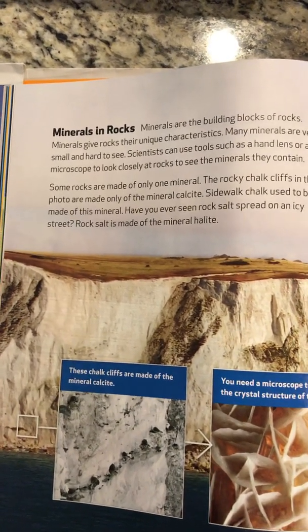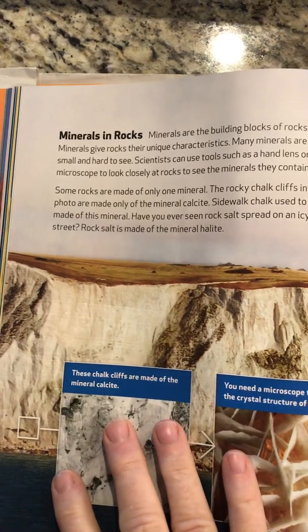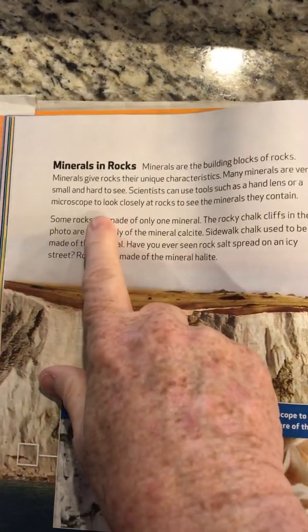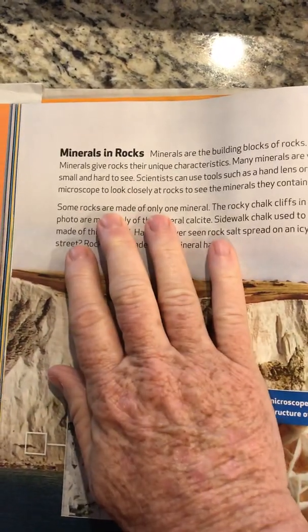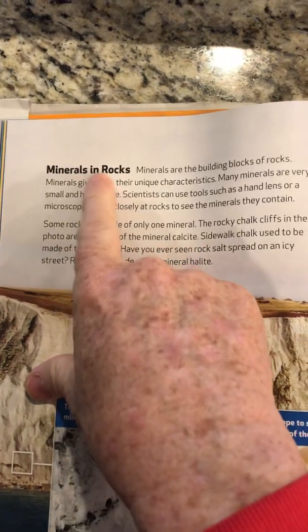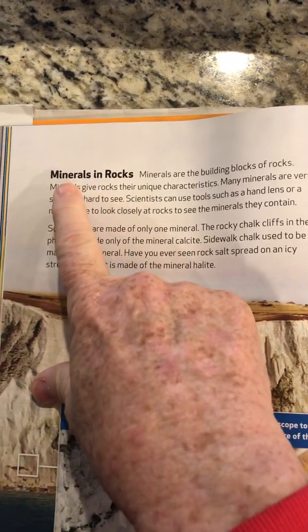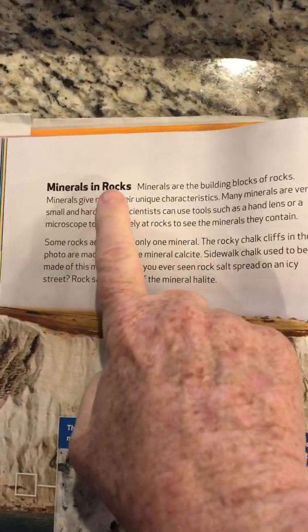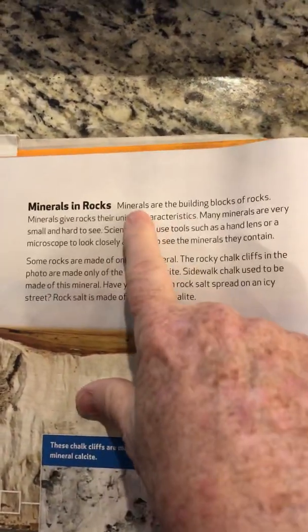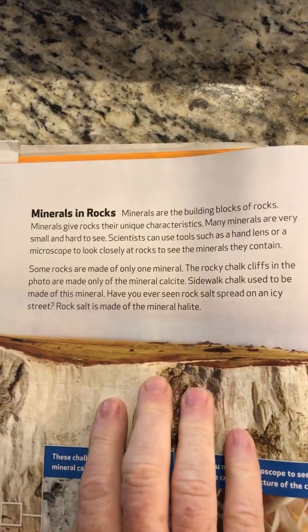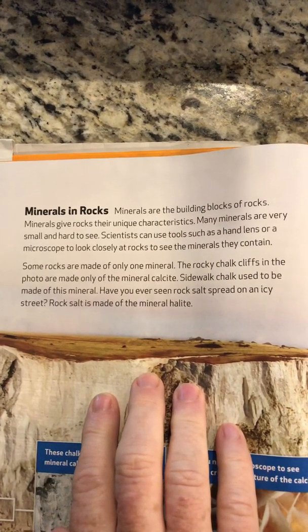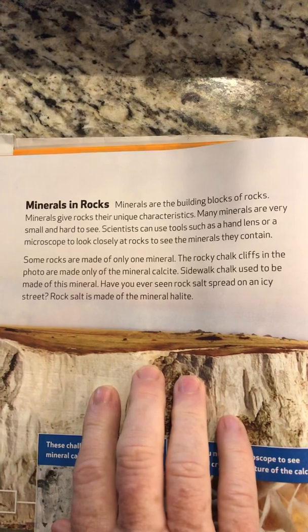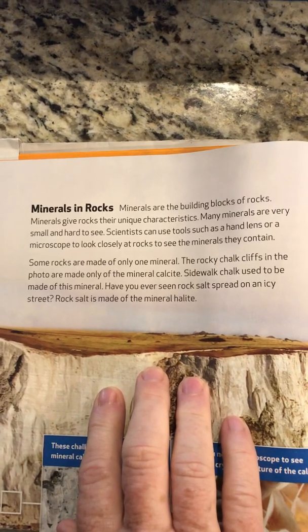Fourth graders, we have been talking about minerals. Today I'm going to go through the book and talk to you a little bit about rocks. Now, the thing about minerals is it's like a pure substance, whereas rocks, minerals are the building blocks of rocks. Minerals give rocks their unique characteristics. Many minerals are very small and hard to see.